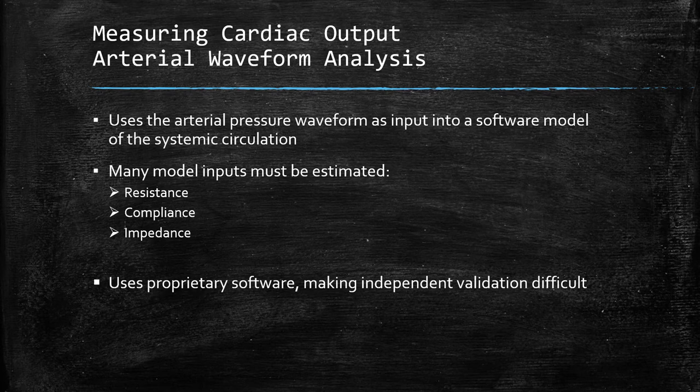Arterial waveform analysis uses the arterial pressure waveform as input into a software model of the systemic circulation. The arterial waveform that we see on the monitor is based on the interplay between stroke volume, systemic vascular resistance, and vascular compliance. We typically won't know what these numbers are, and so these inputs into the model must be estimated. This will lead to some inherent inaccuracies in the cardiac output. Lastly, the different manufacturers of these devices use their own proprietary algorithms and software, and this makes any independent validation difficult to impossible.